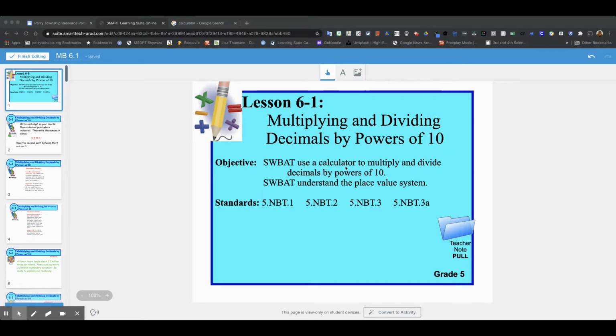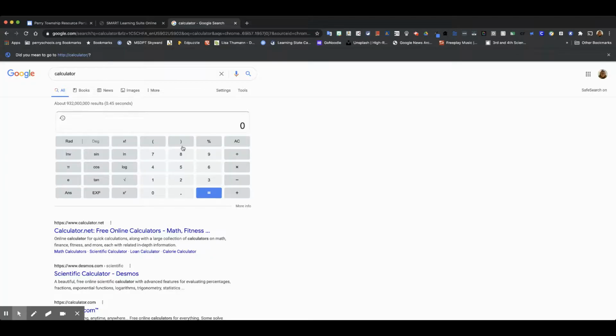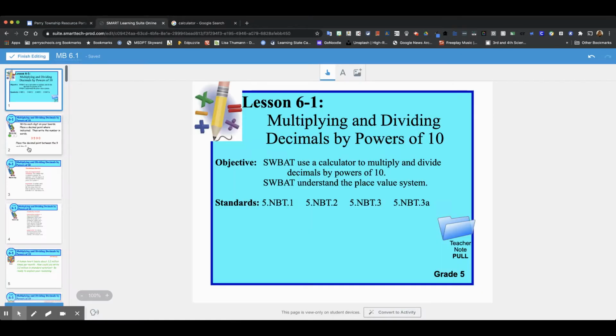You can use the standard calculator that we think of, or you can use one on your Chromebook or your laptop, whatever you're using. You can also use Google and just search for calculator, and they have one available for you right there. Let's get started.